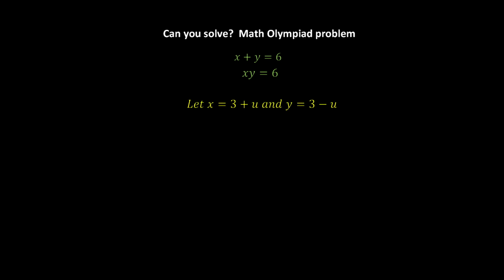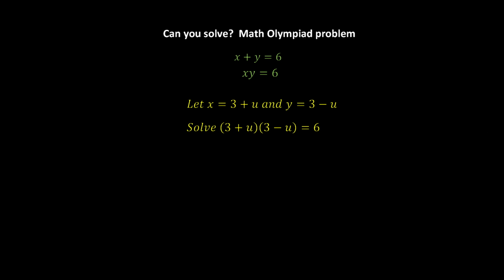So we can write x is equal to 3 plus u for u some positive number. Then y must be 3 minus u in order for x plus y to be 6. Let's plug them into the second equation. We get 3 plus u times 3 minus u is equal to 6.